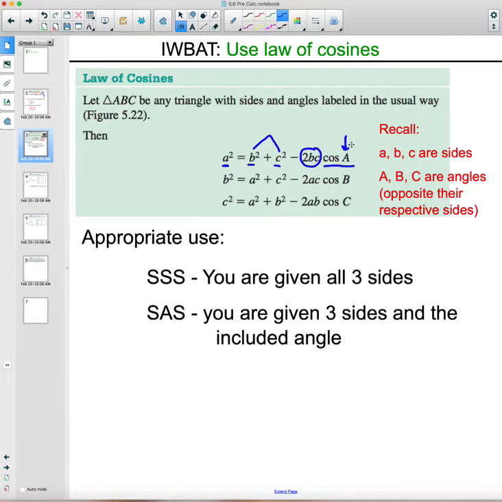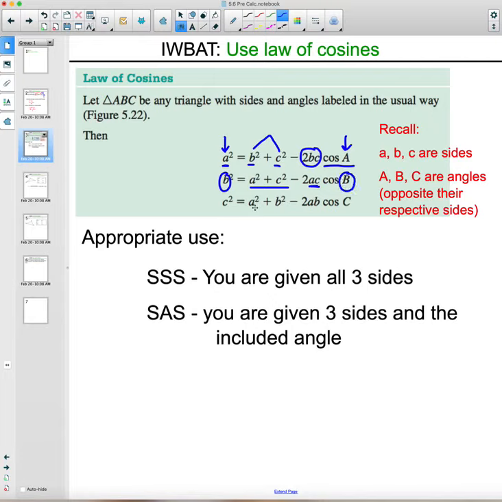So A matches with the one that's by itself way over here. So if I'm doing b squared by itself, so b squared then equals a squared plus, sorry, a squared plus c squared, then it'd be minus 2ac. So notice these are the same. And then that b is going to be cosine of angle B.